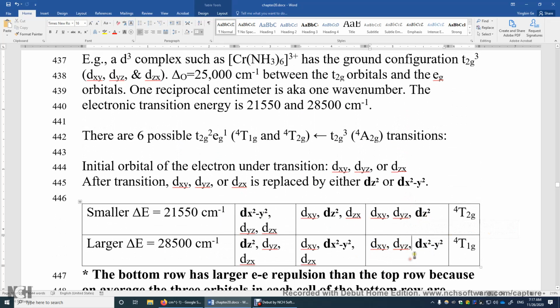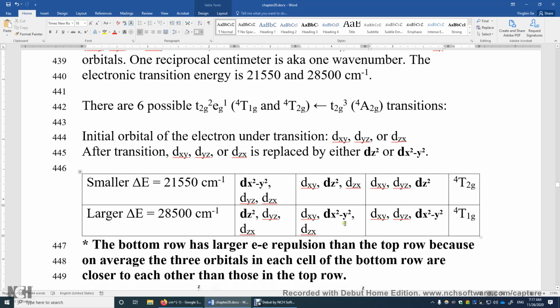All right, and then we look at this column. Similar analysis. These two are on the same plane, xy plane. They strongly repel each other. All right, dz squared and dzx also repel each other, but not as strong as between these two. And over here, dx squared minus y squared is perpendicular to dyz. It's perpendicular to dzx, and these two are perpendicular to each other. So now the three orbitals are in the same plane. So there's very little repulsion among these three d orbitals.